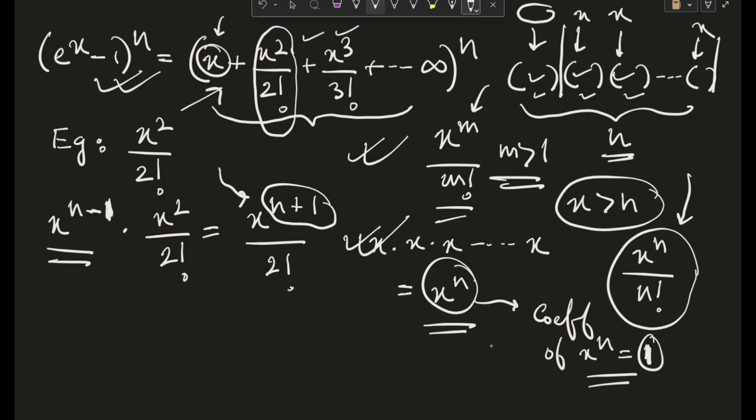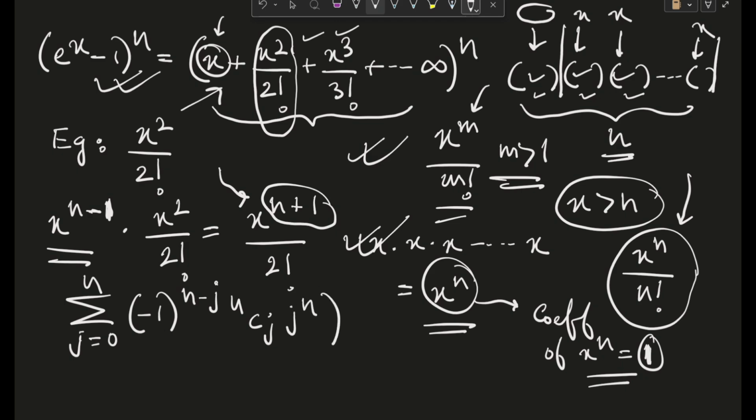So now the coefficient of x power n by n, I'm sorry, it is equal to 1. We write a little back, we found something like this, that sigma j equals 0 to n, minus 1 power of n minus j, n c j, j power n. I'm writing it as j, okay. I hope I wrote it as r there. I'm writing it for the time being as j. Actually that j I wrote was supposed to be written here. I accidentally wrote that before. So this was our thing, and x power n by n factorial.